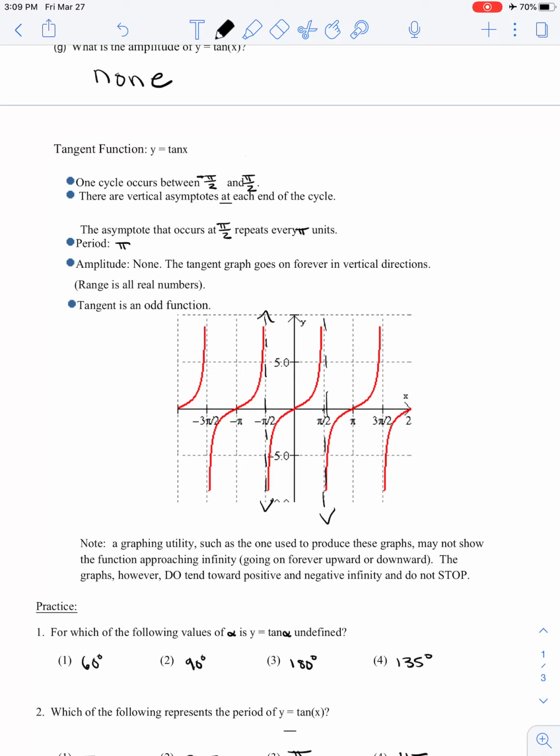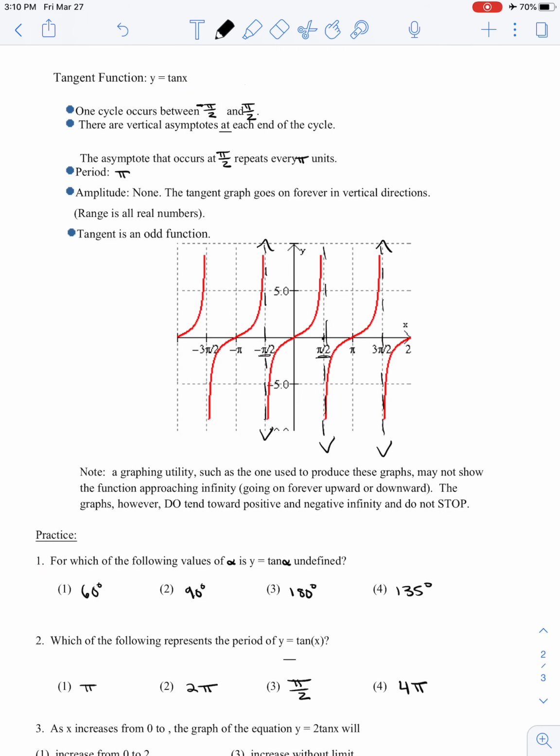So if I'm at pi over 2 here, right, there's my vertical asymptote, at another 180 degree interval, or pi units, I should see another asymptote. So if I'm here at pi over 2, if I want another pi units or 180 degrees, I should see another asymptote here. We talked about the period being pi, because if you look between negative pi over 2 and pi over 2, you see one tangent curve, no amplitude. Tangent's an odd function because it has symmetry with respect to the origin.